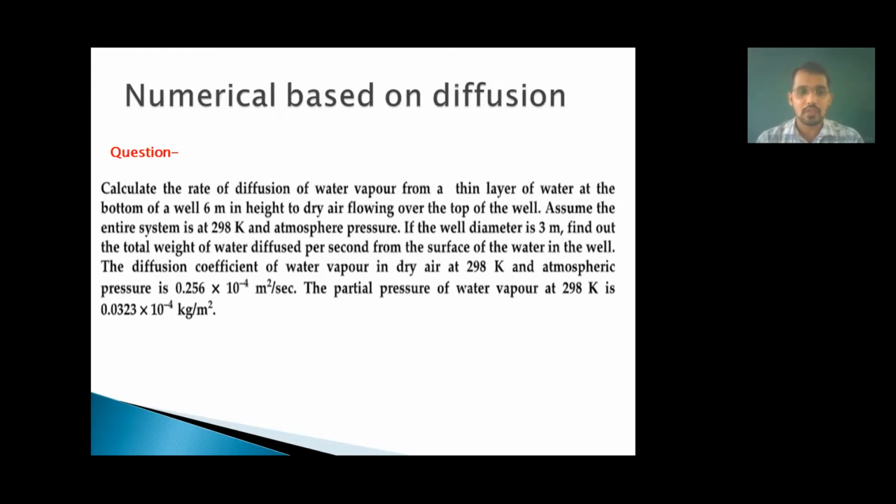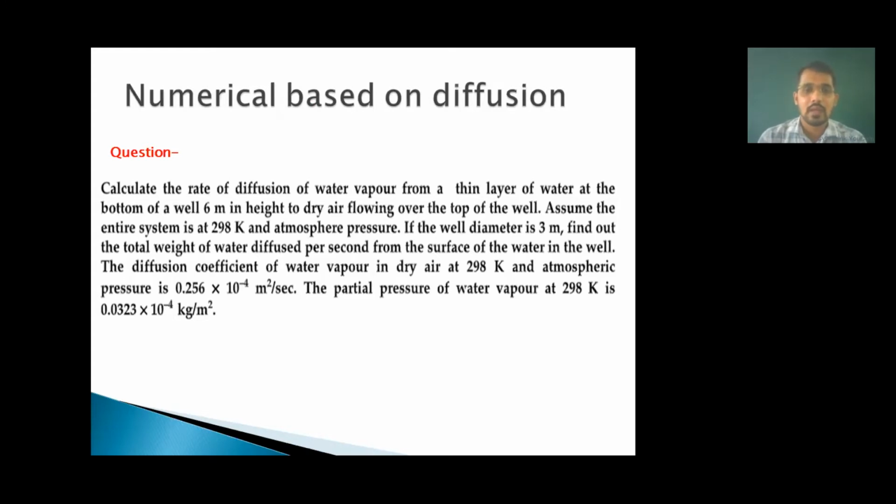The diffusion coefficient of water vapor in the dry air at 298 Kelvin and atmospheric pressure is 0.256 into 10 raised to minus 4 meter square per second. And finally, the partial pressure of water vapor at 298 Kelvin is 0.0323 into 10 raised to minus 4 kg per meter square. So this is a system where water vapor from the well is diffusing to the dry air, and the height of the well is 6 meter.